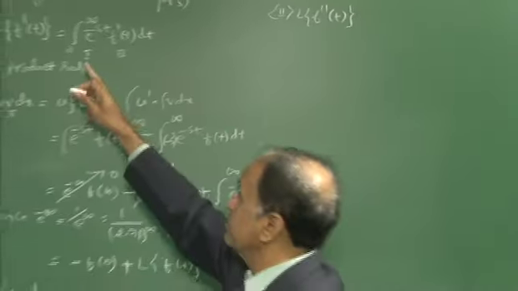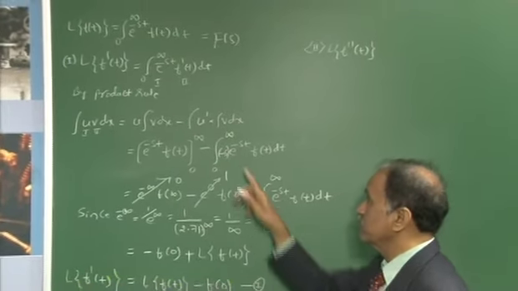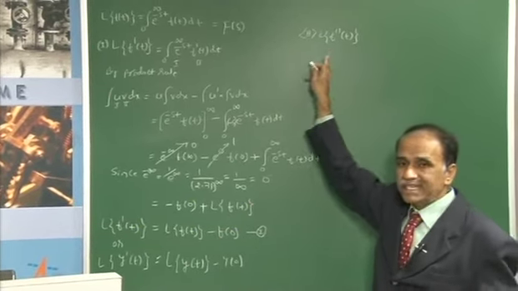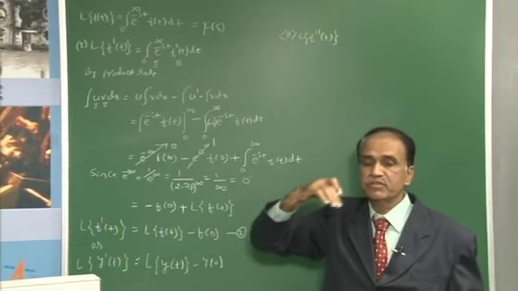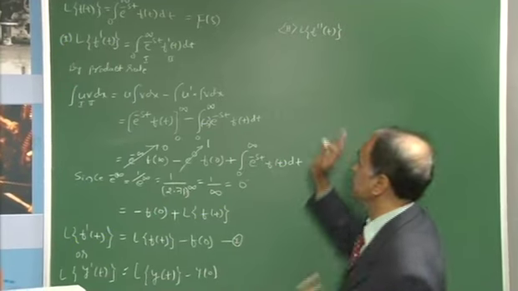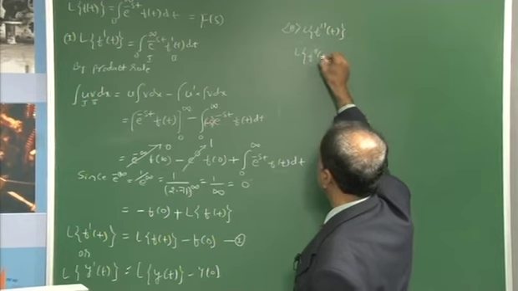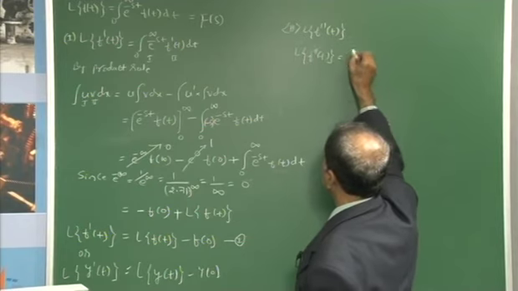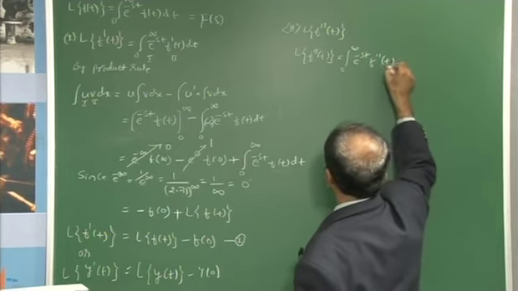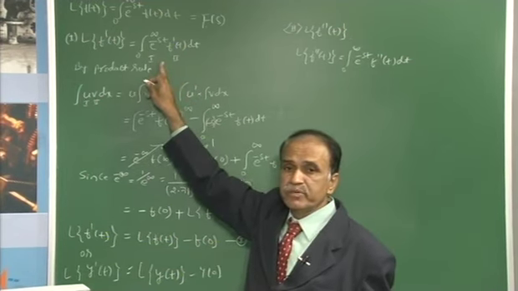L of f dash of t is written, and solving by applying this integration, we remove that derivative and we are left with the functional value. Now, we are going to write for second order derivative with the same type of procedure, because these are all the ready results to solve the differential equation. In the similar fashion, put it under the integral sign: L of f double dash of t is equal to integral 0 to infinity e to the power minus st f double dash of t dt. Do the same procedure here as you did for the previous result.